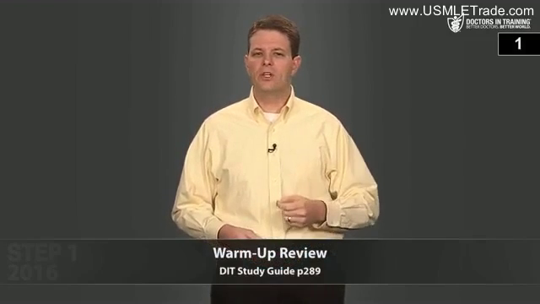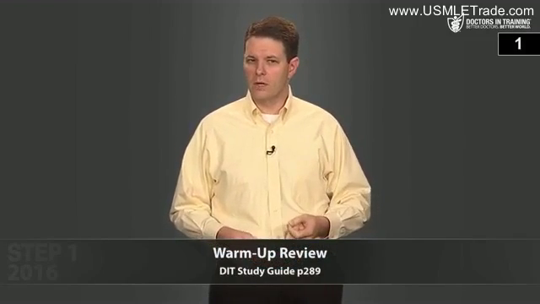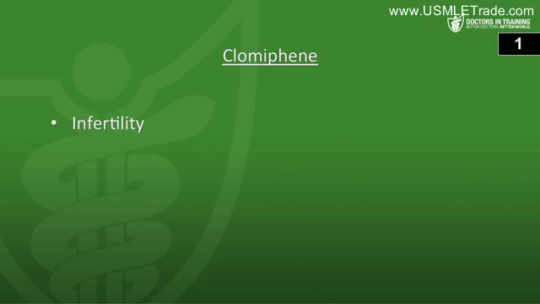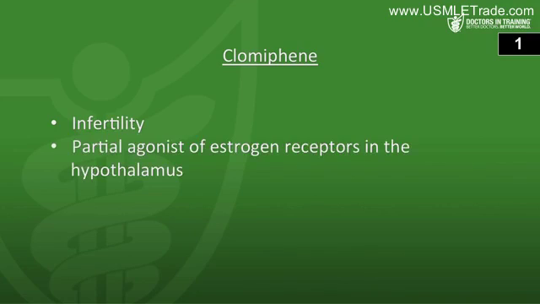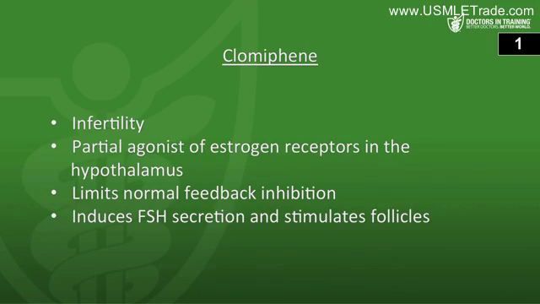Let's go over the answers to the warm-up. First question, what's the clinical use of clomiphene and how does it work? So clomiphene is used for infertility because it's a partial agonist of estrogen receptors in the hypothalamus. So it limits normal feedback inhibition, which induces FSH secretion and stimulates the follicles so you get ovulation.